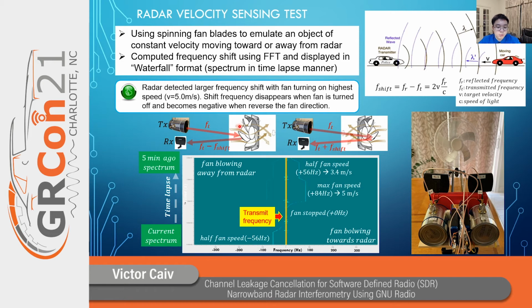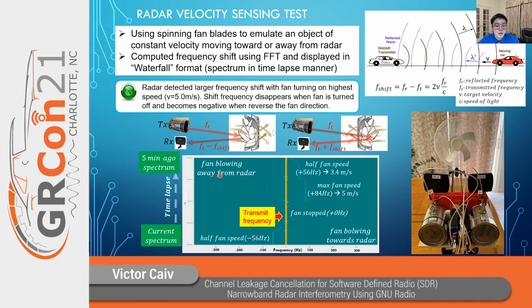And how the fan works is when the fan is blowing away from the radar, then this frequency shift will be negative as the fan blades are quote-unquote moving away from the radar while they push the air forward, or I should say away from the radar. And on the other hand, if the fan is turning such that the air is pushed toward the radar, then these fan blades are also moving quote-unquote towards the radar, so that Doppler frequency shift will be positive. It will increase the frequency.